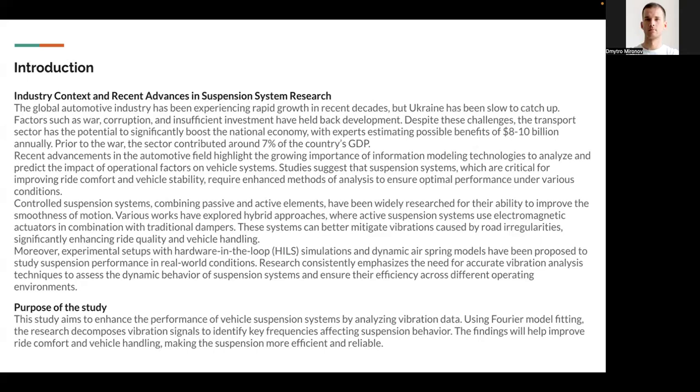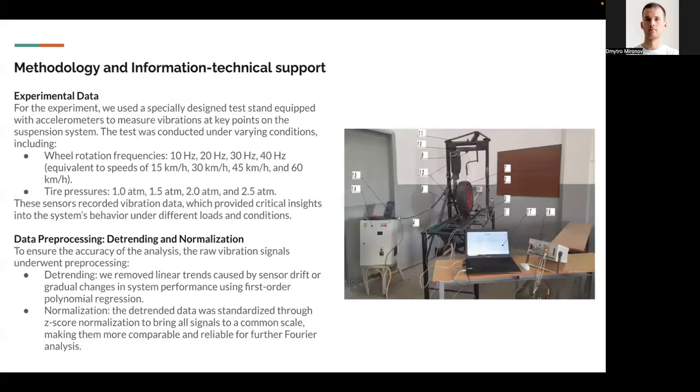The goal of the study was to analyze the vibrations of the car suspension system using the Fourier series decomposition method. This approach allows us to identify the dominant frequencies that influence the suspension's performance and propose ways to optimize the system for improved ride comfort and handling. Now let's move on to the methodology.